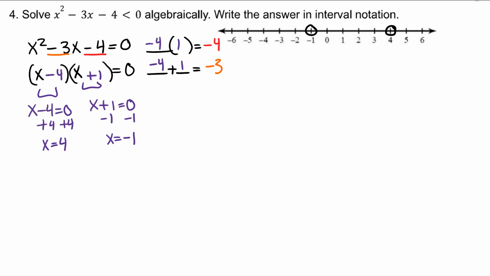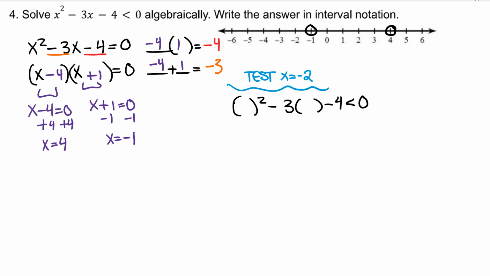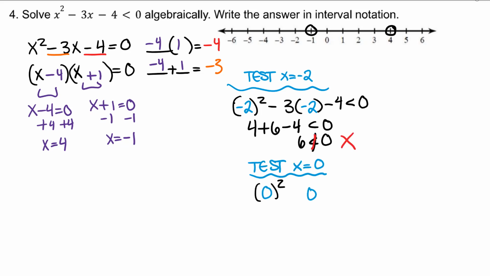Less than -1, I'll choose a number like -2. Plug it in and see if it makes this inequality true. Six is not less than 0, so -2 is not one of our solutions. Now I'm going to test x equals 0. -4 is less than 0, so 0 is a solution, meaning the interval in which 0 lies will include all our x solutions.